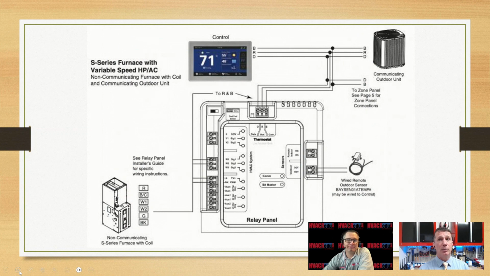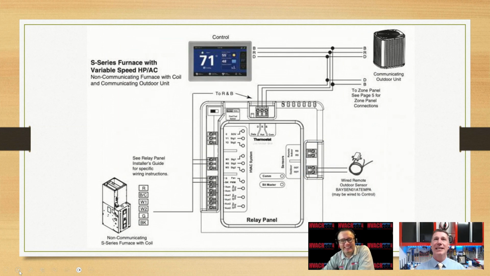Now remember, Todd, when we were talking about communicating systems, where did the communicating DC voltage begin? Indoor unit. So if I don't have a DC power supply at the indoor unit, what do I do? Well, maybe it's coming from this relay panel. How about I just give it a DC?